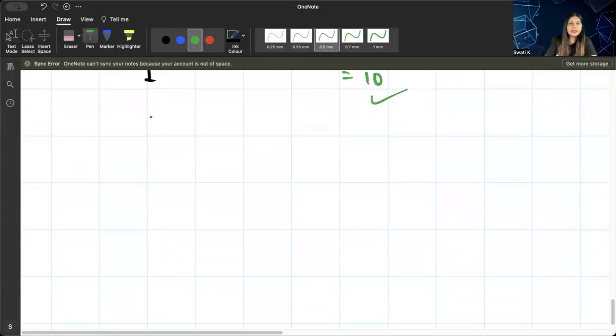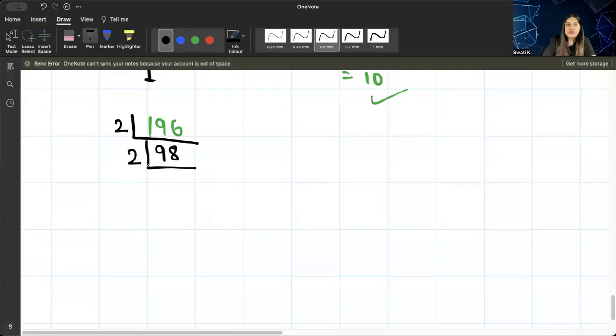For example, let's take another number, 196. To find out this, you will just do the same thing. 2 times 98 is 196. 2 times 49 is 98. And then, of course, it will go by 7 directly. So 7 times 7 is 49. And then 7 times 1 is 7.